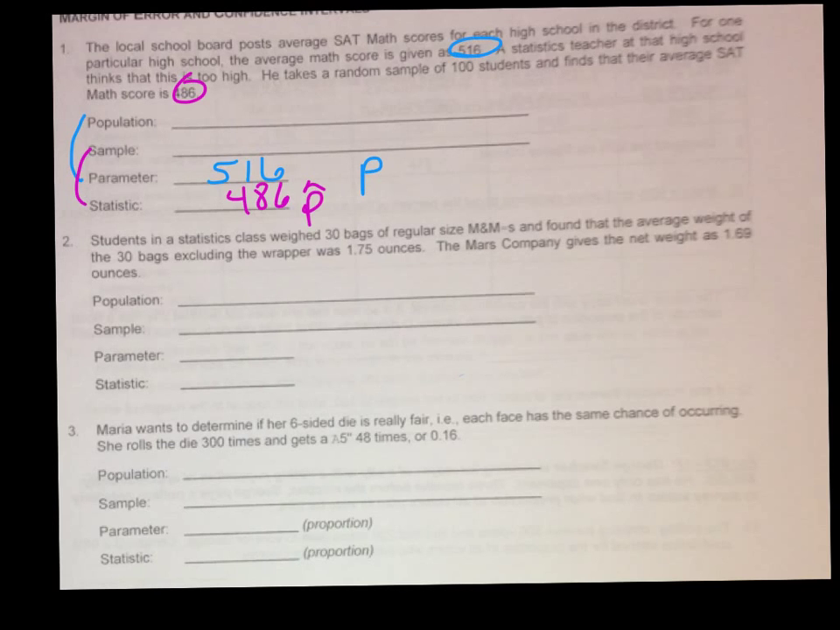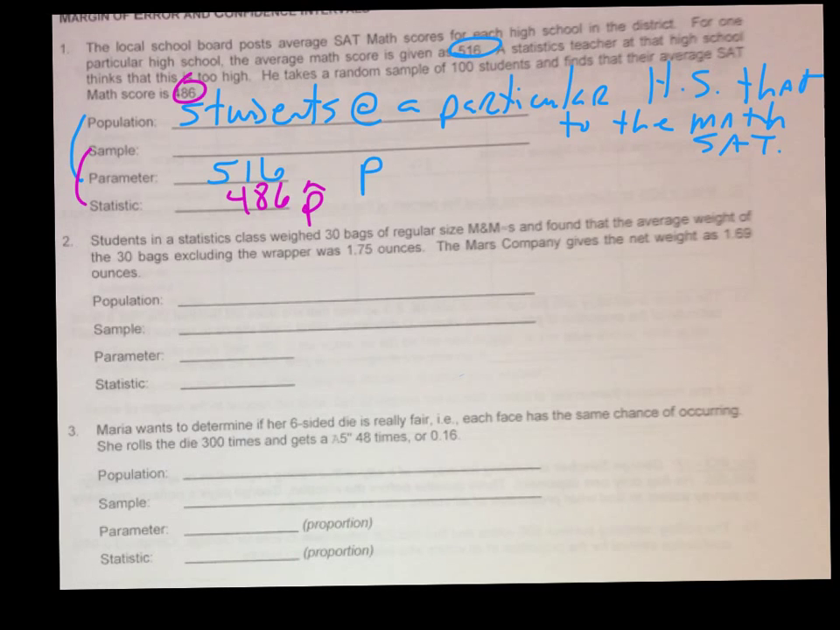Now, your population happens to be those who took the SAT math portion at that particular high school. Now, the population you see are the students at that particular high school that took the math SAT. Now, the sample in this particular one is actually the 100 students at that particular high school. So we're just going to put 100 students. You have to remember that you have to say the 100 students at that particular high school.